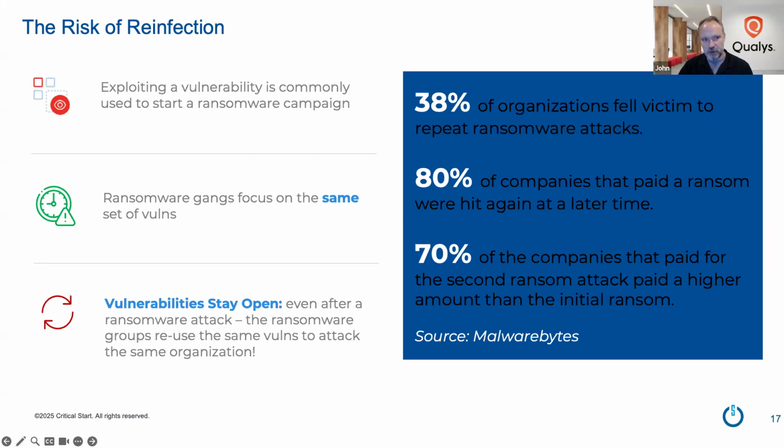What Malwarebytes found in a report they published was that 38% of organizations fell victim to repeat ransomware attacks, just like we saw with UK health systems. And 80% of companies that paid a ransom were hit again at a later time. And 70% of these companies that paid for the second ransomware attack ended up paying a higher amount than the initial ransom. Essentially, they paid a ransom and got their services back, but before they knew it, they were hit with the same attack on the same vulnerabilities with a higher demand to get their data back.